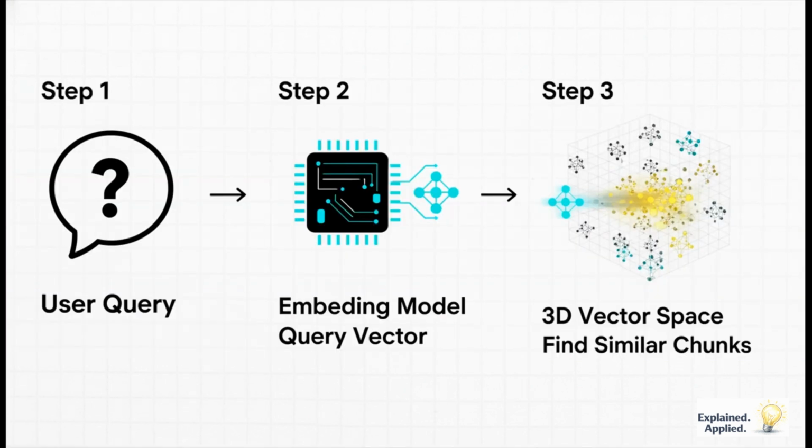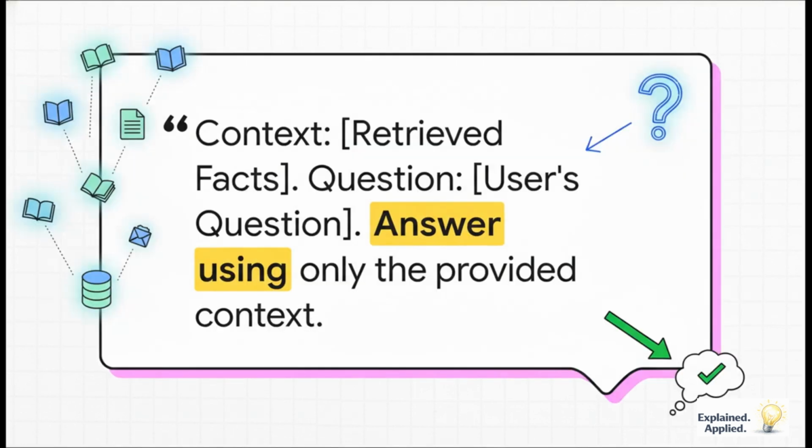So how does it find the right chunks? Well, it uses that same embedding trick we just talked about. Your question gets converted into its own vector. Then, the system searches through that whole map of meaning to find the document chunks whose vectors are the closest, the most similar to your question's vector. That's how it finds the perfect context.